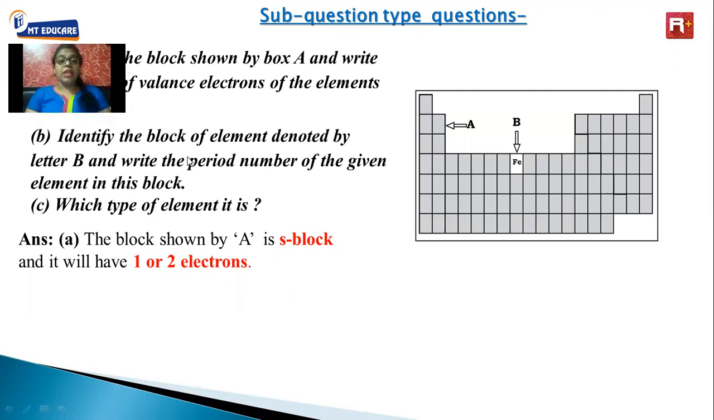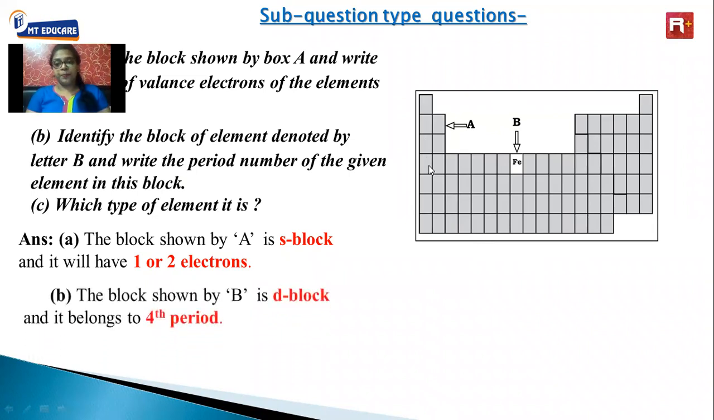Okay, next question: identify the block of the element denoted by letter B. Letter B is denoting which block? Yes, this is D block. Write the period number of the given element in this block. So this is D block, and which period is this? Let us count 1, 2, 3, and 4. That is the fourth period.